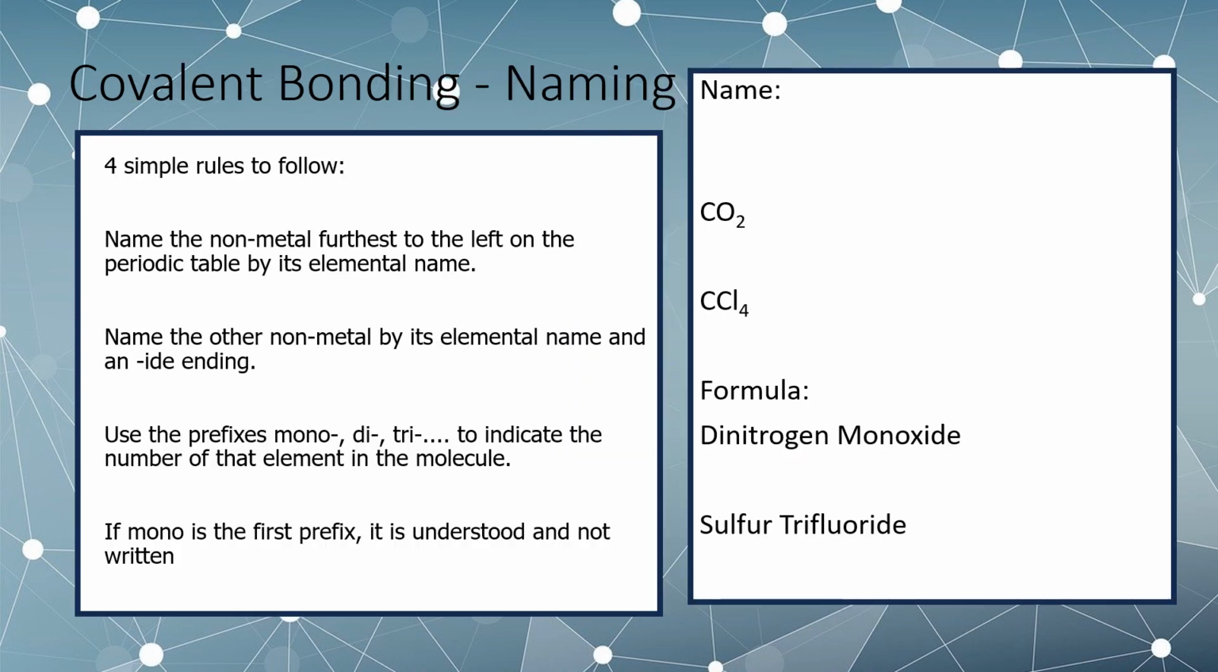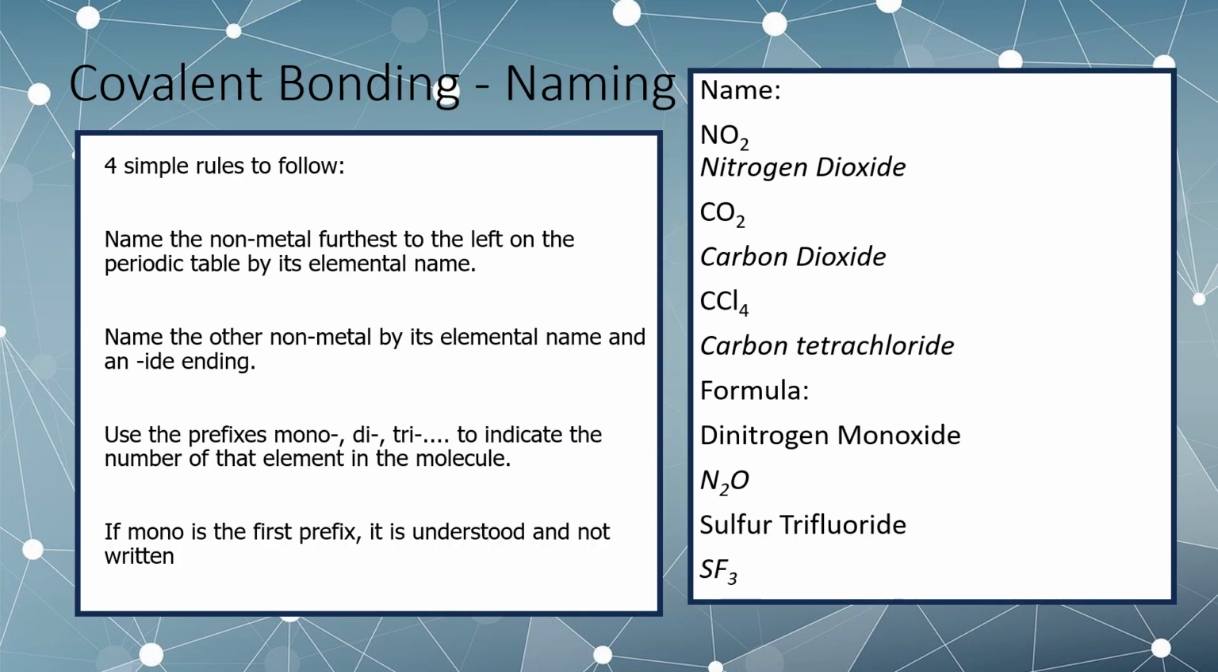Writing the formula for the provided names. Okay, let's go through the answers for these ones. So we have NO2, so we know our first one is going to be nitrogen, because that's the furthest left on the periodic table, and we have 2 oxygens, so it's going to be dioxide. Then we have CO2. Realistically, you've probably seen this one many a times in your science studies. It's carbon dioxide, because carbon is the furthest left, and then there are 2 oxygens, so dioxide.